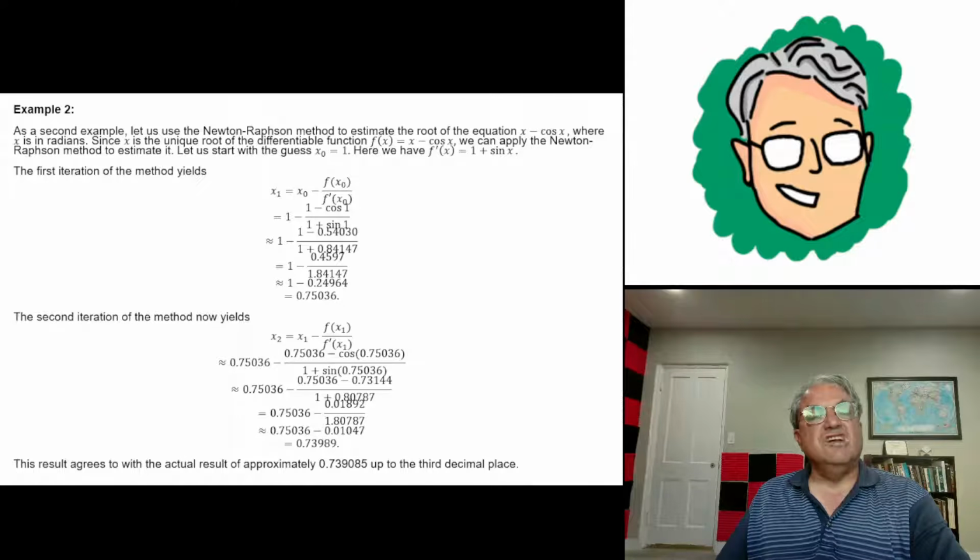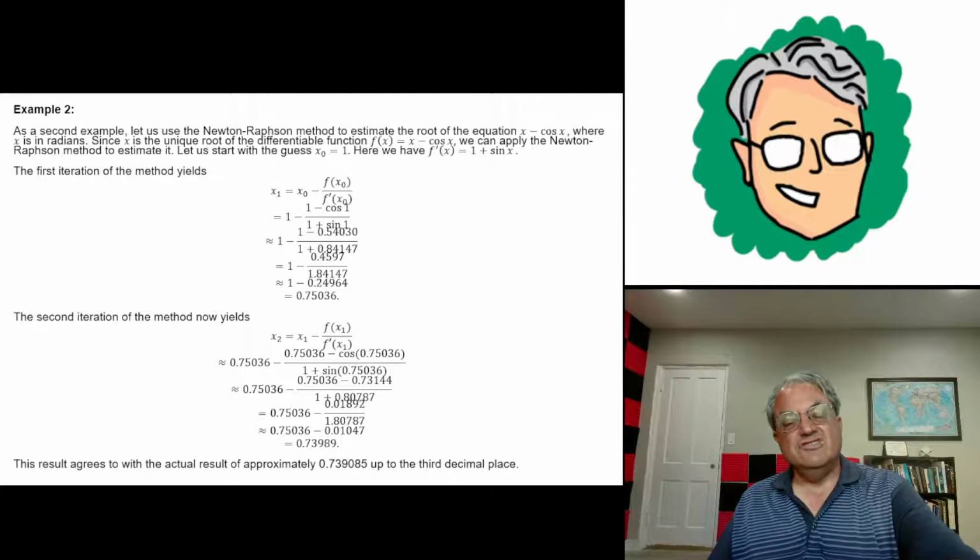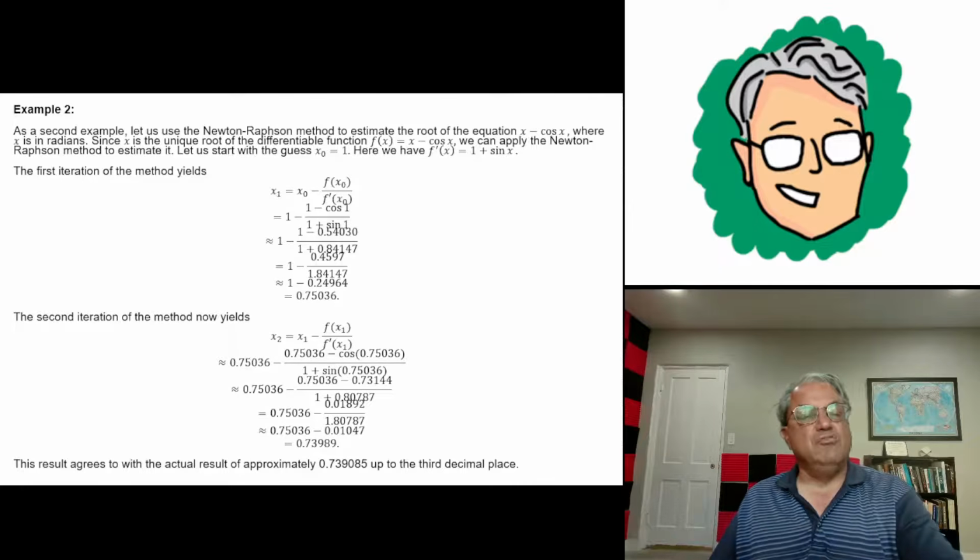It's not nearly as good as our last example. The actual answer turns out to be about 0.739085. So we got it right up to the third decimal place, but it's farther off than our last example. But it's still a pretty good estimate. It's within about 1 part in 1,000. So, even though we started with kind of a bad first guess, after just 2 iterations, we get a result that's pretty close to the right answer. So, as you can see, this is a pretty powerful method. If we kept going, we'd get closer and closer very fast.